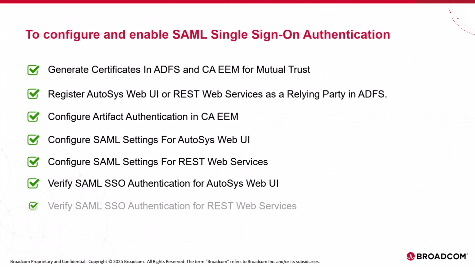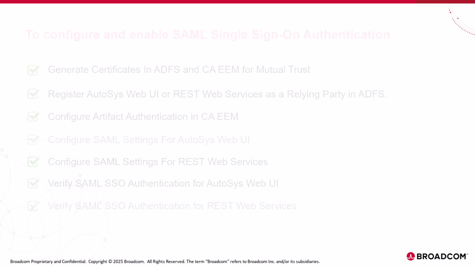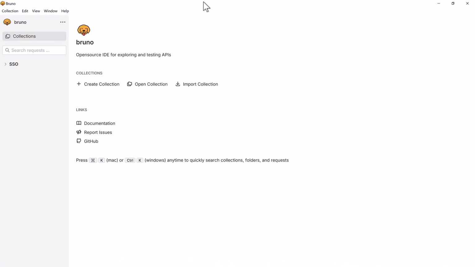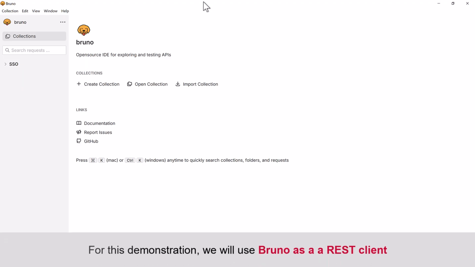Similarly, let's verify SAML SSO authentication for REST web services. To verify, you must first obtain a SAML 2.0 token from ADFS by completing a SAML authentication flow. This token contains your authenticated identity and is digitally signed by ADFS. Open a REST client such as Bruno, Postman, or curl to access the AutoSys REST Web Services endpoint. For this demonstration, we'll use Bruno.